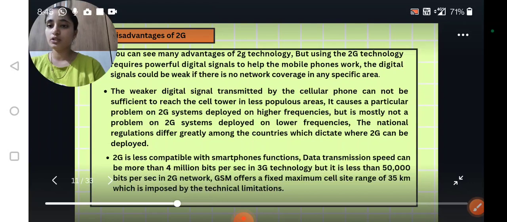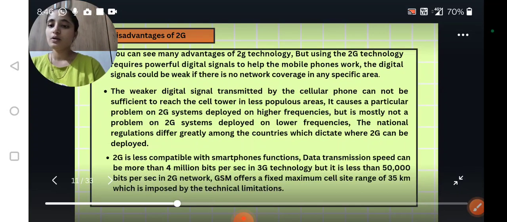Disadvantages of 2G. You can see many advantages of 2G technology, but using 2G technology requires powerful digital signals to help mobile phones work. The digital signals could be weak if there is no network coverage in a specific area. The weaker digital signal transmitted by the cellular phone may not be sufficient to reach the cell tower in less populous areas. It causes a particular problem on 2G systems deployed on higher frequencies, but is mostly not a problem on 2G systems deployed on lower frequencies.